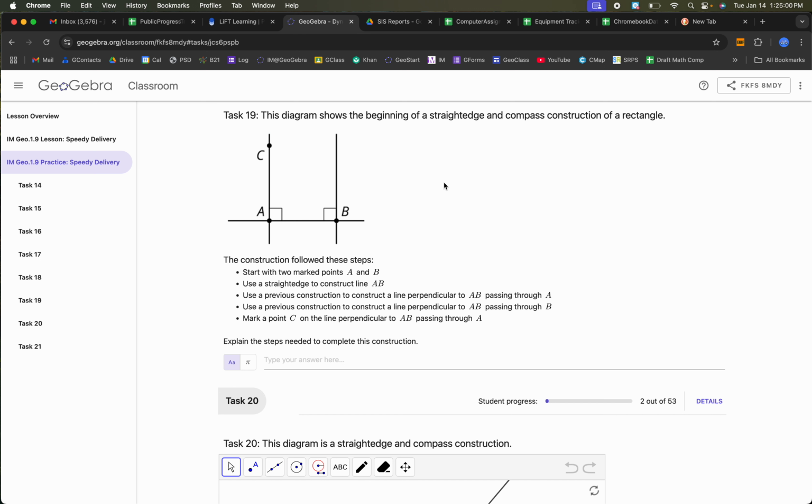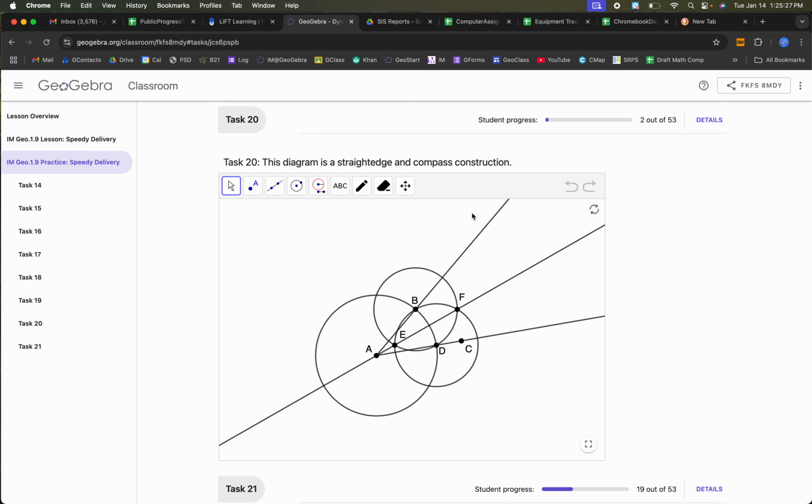Okay. Now, if I'm going to make a rectangle, you have to explain the steps needed to finish this construction. If you're going to make a rectangle, you need to list out the steps that you would need to finish the rectangle based on already having points A, B, and C. Okay? Pause the video, answer the question.